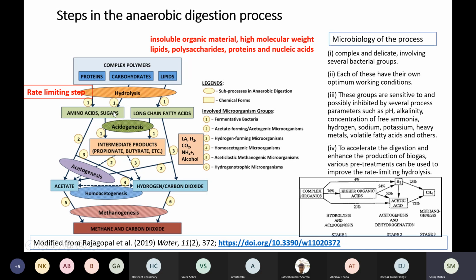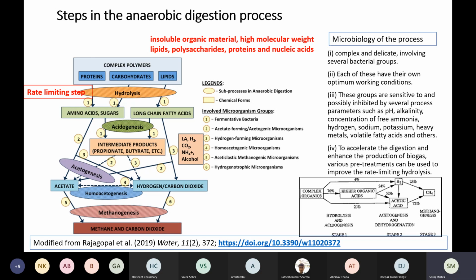Because as we are going to see, if the process was aerobic, then amino acids and sugars will be completely mineralized into carbon dioxide and water. Long chain fatty acids would again be completely oxidized to carbon dioxide and water if this was an oxidative process. But since it is an anaerobic process, there is only partial oxidation, which results in the accumulation of hydrogen, carbon dioxide, or acetate, or propionate and butyrate, etc. It's only because it is occurring under anaerobic conditions.